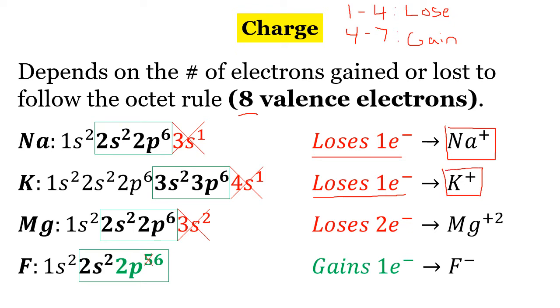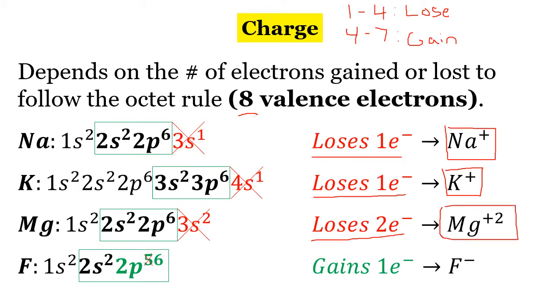For the third example, magnesium is in group 2A. It has two valence electrons. It's going to lose both of those valence electrons, just like with the previous two examples. Now, because it's losing two electrons, it now has two more protons than electrons. So it's going to end up with a charge of +2.